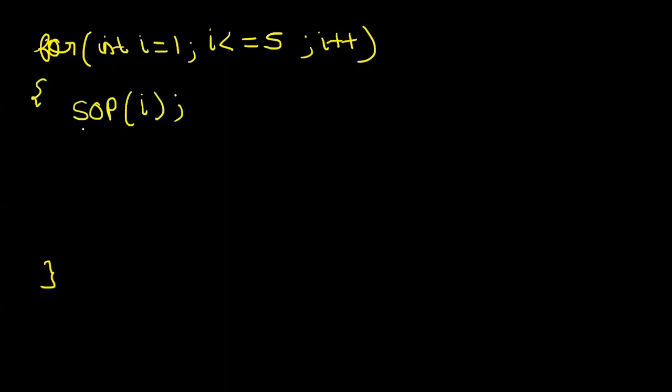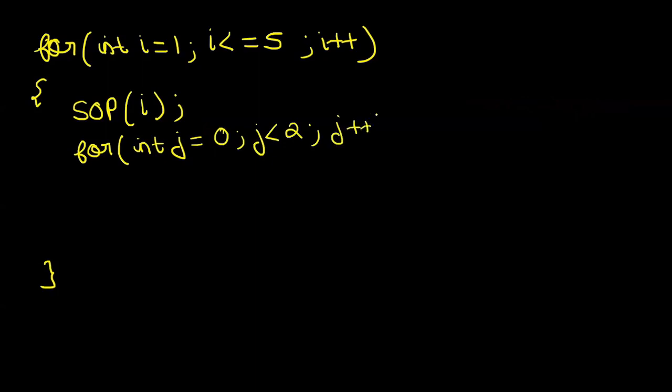Now see guys, inside the body of this for loop, I write another for loop: for int j equal to, let's say, 0, j less than 2, j plus plus. And what I do inside this loop is I just print the value of j. So guys, this is an example of nesting. Why? Because if you look in the body of this for loop, this loop is for int i equal to 1, i less than equal to 5, i plus plus.